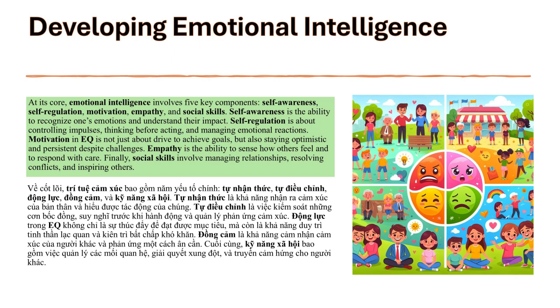At its core, emotional intelligence involves 5 key components: self-awareness, self-regulation, motivation, empathy, and social skills. Self-awareness is the ability to recognize one's emotions and understand their impact. Self-regulation is about controlling impulses, thinking before acting, and managing emotional reactions.